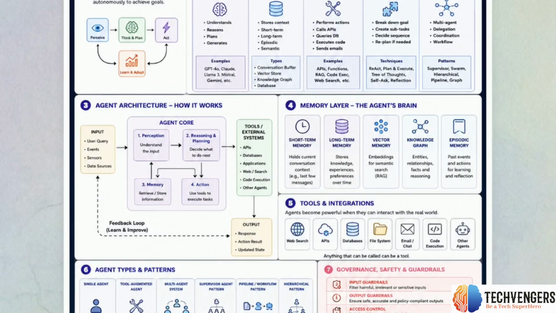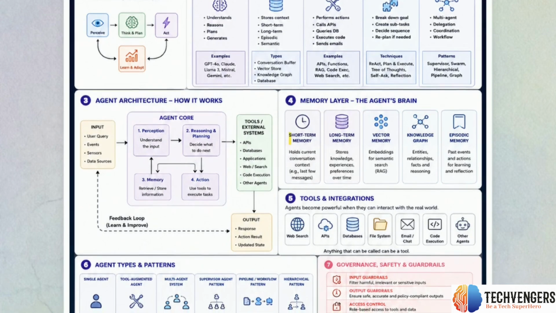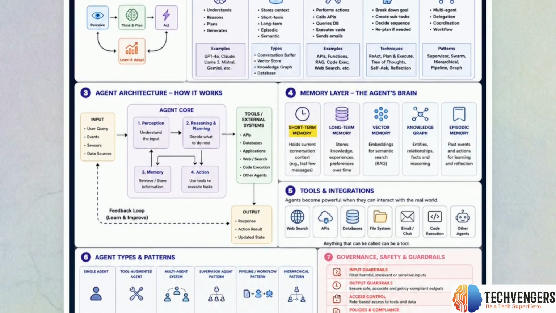A language model resets with every new session. To solve this amnesia, we have to build the structural memory systems shown here in section 4. Short-term memory handles the immediate context. If the customer sends 3 separate emails in 10 minutes about the same broken product, the agent holds those messages together as a single ongoing conversation.